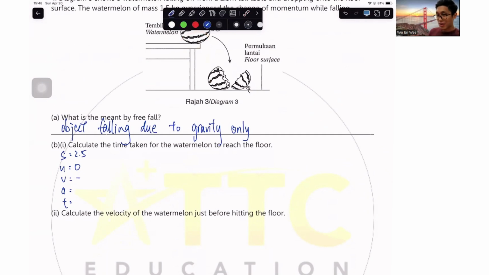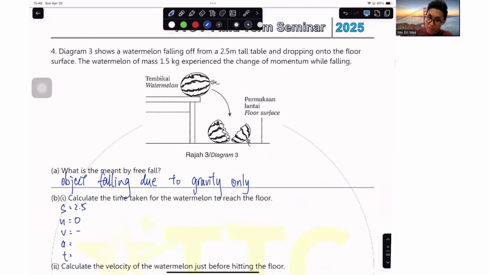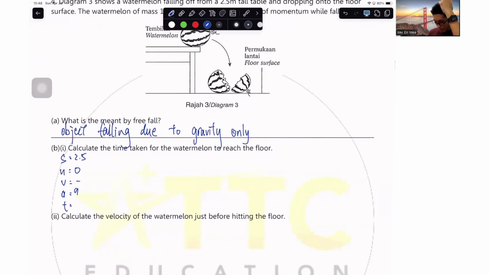Okay. Acceleration is how much? Acceleration. How much? 5, 10, 1.5? 9.81. Okay, 9.81 is the acceleration because this is called gravitational acceleration, accelerating due to gravity.